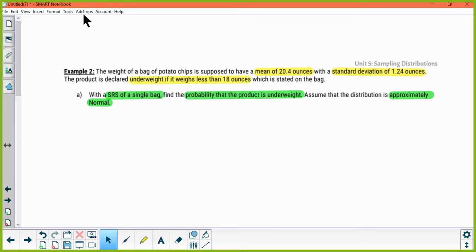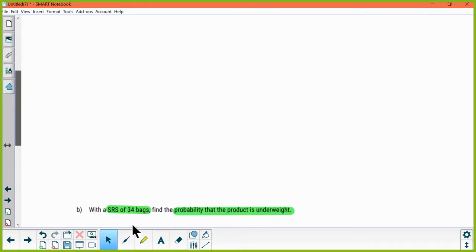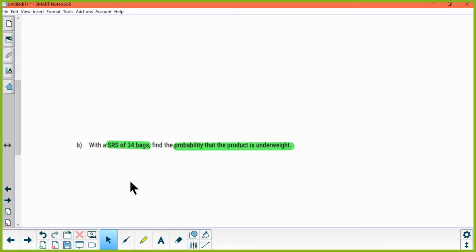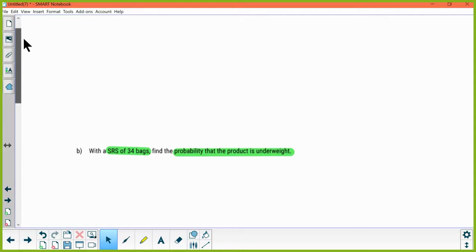So one thing I want to compare before we get into these problems: for part A, we're going to do our calculation based on one bag. And for part B, we're going to do our calculation based on a sample of 34 bags, just so that we can see the difference between doing something for one and doing something for multiple. So let's go ahead and get started.